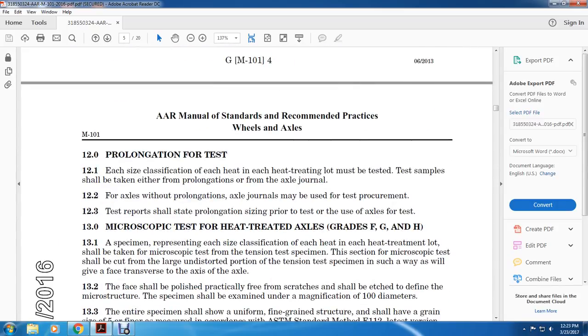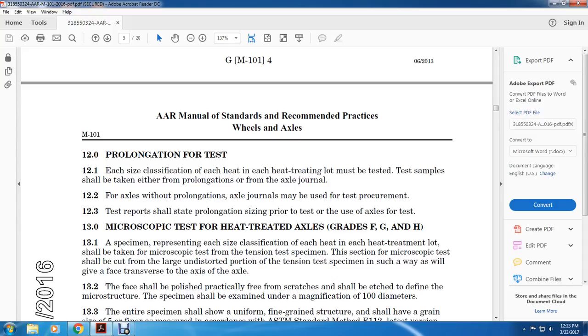12.0 Propagation of tests. Each classification of each heat treating lot must be tested. Test samples shall be taken either by the propagation of the axle journal. For axles without propagation, the axle journal may be used for test procurement. The test report shall include propagation sizing prior to the use of the axle, and a microscopic test for heat treated axles grade F, G, and H.